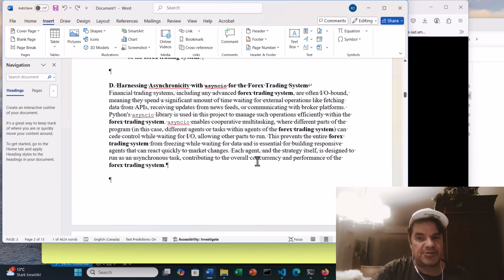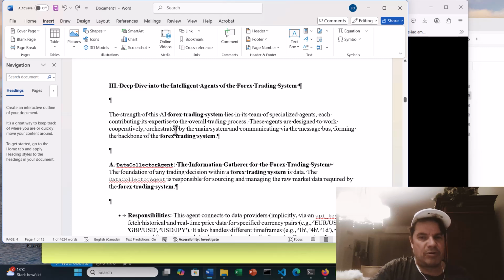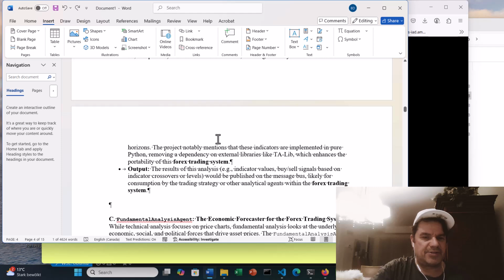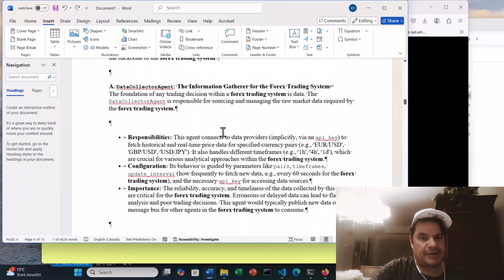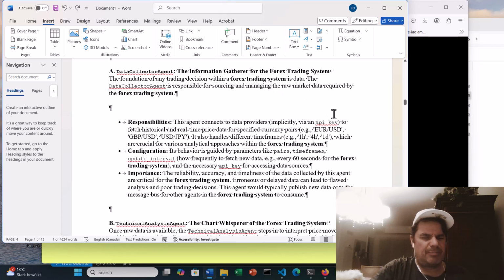Each agent in the strategy itself is designed to run asynchronously, contributing to the overall concurrency and performance of the Forex trading system. So now we're going to do a deep dive. These are all the different components of the different agents. So let's see what we got here. Data collection gathers the information within the Forex trading system, sourcing and managing the raw market data required by the trading system.